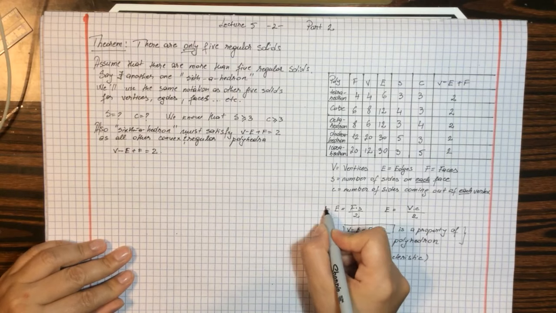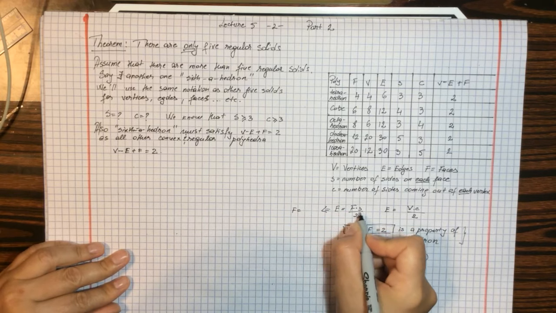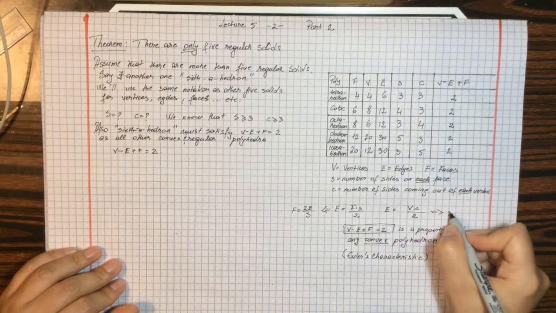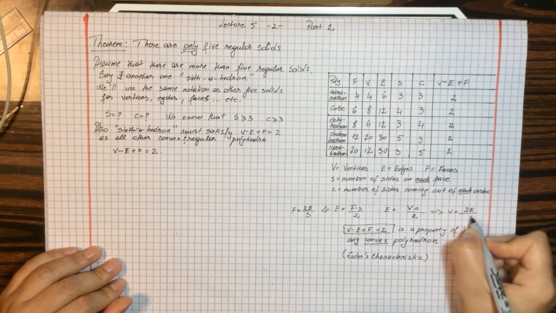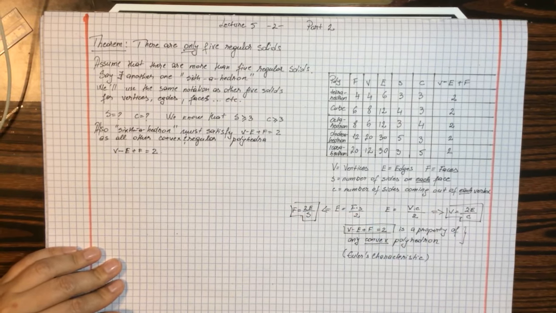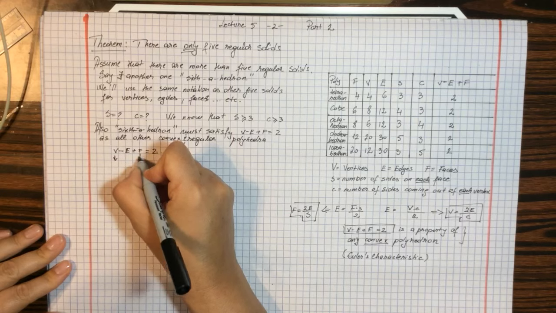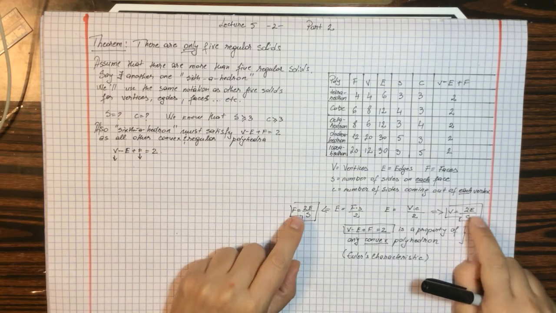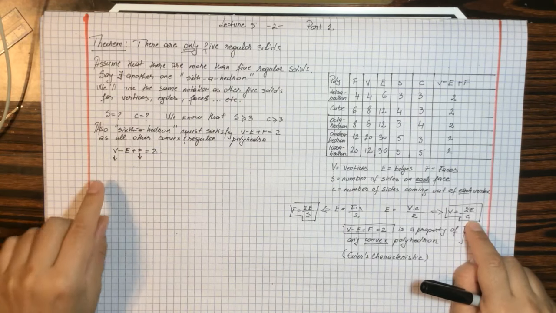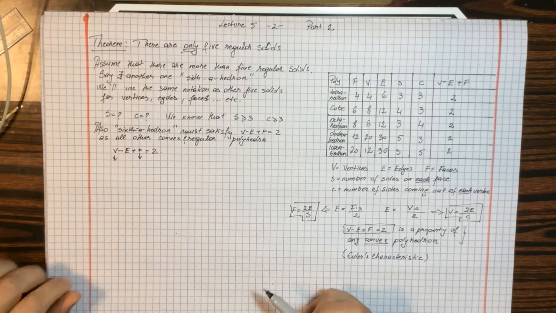So again, F is equal to E times 2 over S, so 2E over S, and V is equal to 2 times E over C. I mentioned these two formulas in the first part. So in Euler's characteristic, I'm going to substitute V and F with whatever they are from here, meaning I'm going to rewrite Euler's characteristic completely in terms of E.